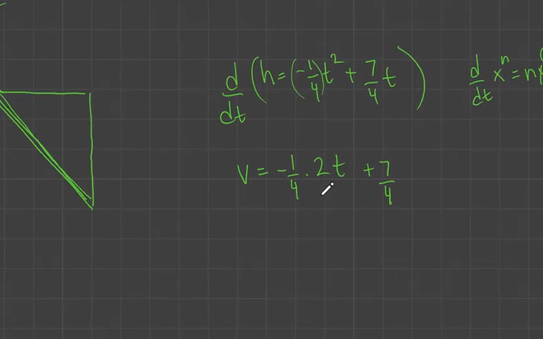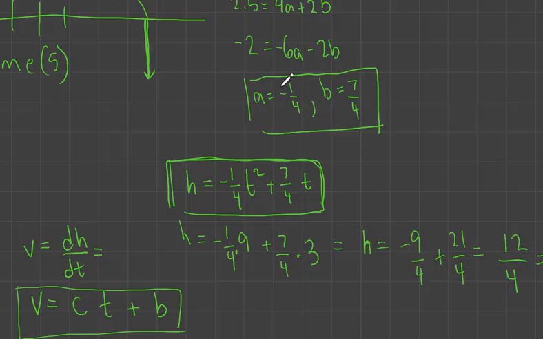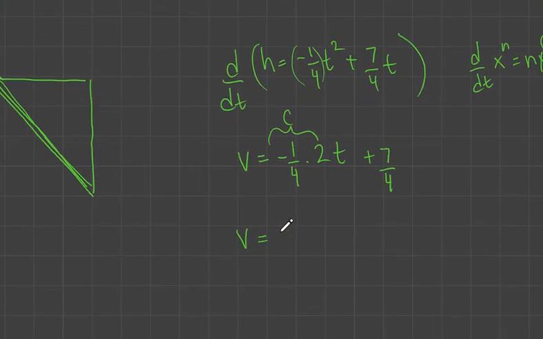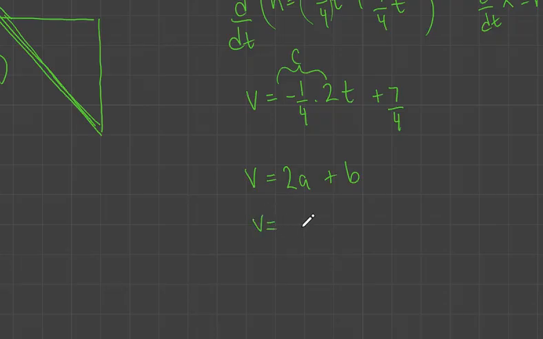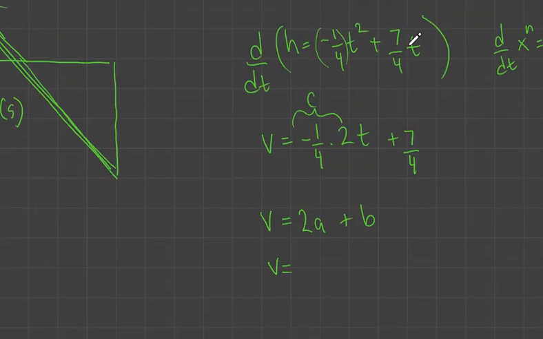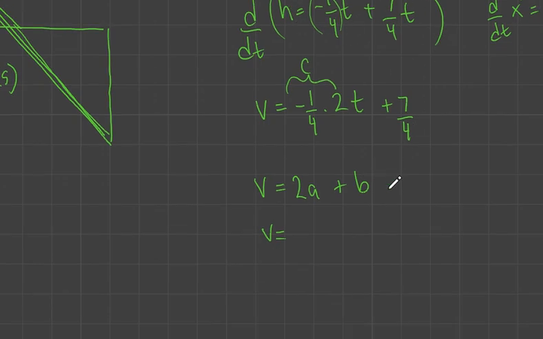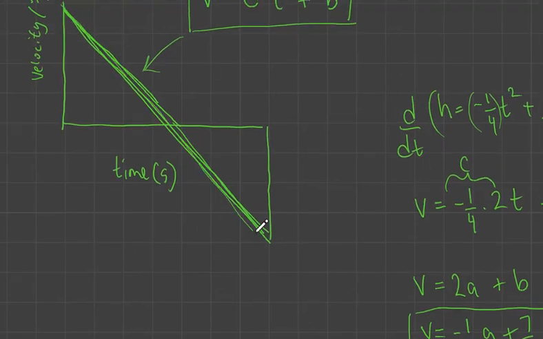So what I find is the velocity equals, this negative 1/4 is actually a, it comes from here. That's why I was doing 2 times a, because this is 2a plus b, and a is negative 1/4, b is 7/4. So the a and the b followed from the height equation into the velocity equation. We got 2 times negative 1/4, which is negative half t plus 7/4. So this is the equation for this graph, the graph of the velocity.